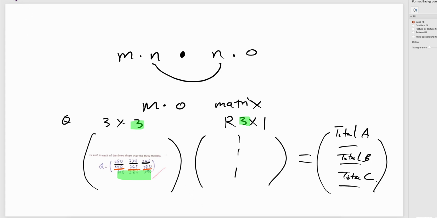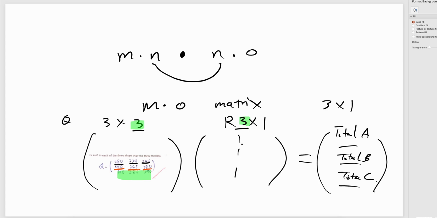Because if this is 1 1 1, how do you do this matrix multiplication? First, 3, 3, valid. Next, I will end up with 3 times 1. Okay, good. Is this 3 times 1? Yep, so it's 3 times 1. Good.